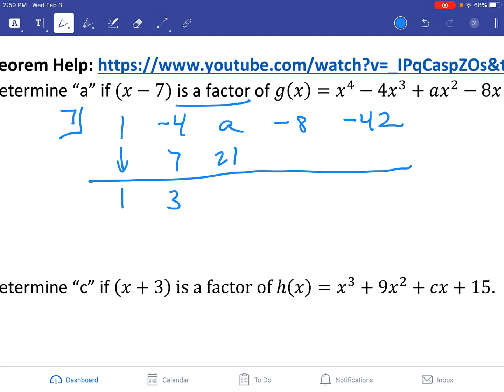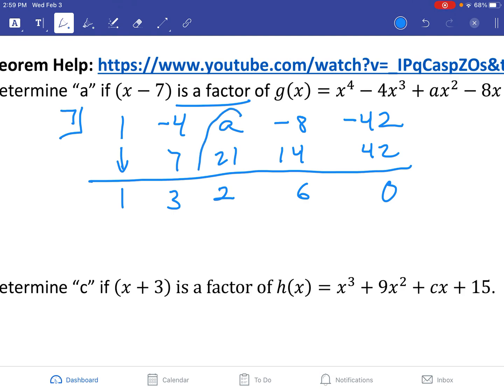Now, because we're told that this is a factor, that means this last number down here in the corner has to be 0, which means negative 42 plus 42 equals 0. All right. How do we get the positive 42? We had to multiply something by 7, which would have been a 6. Okay. To get a 6 with negative 8, we would have had to have a positive 14. To get a positive 14, we would have had to multiply something by 7, which would have been a 2.